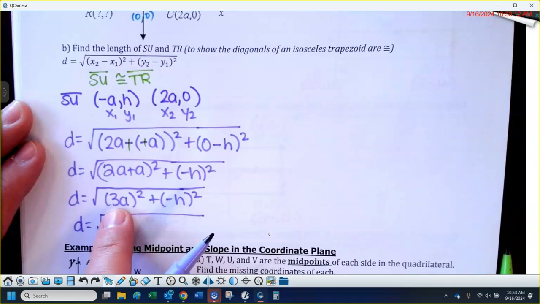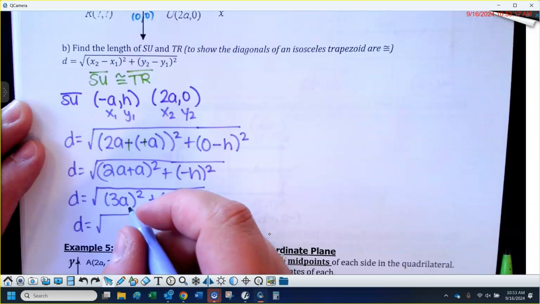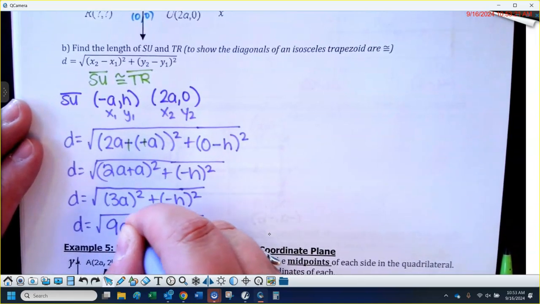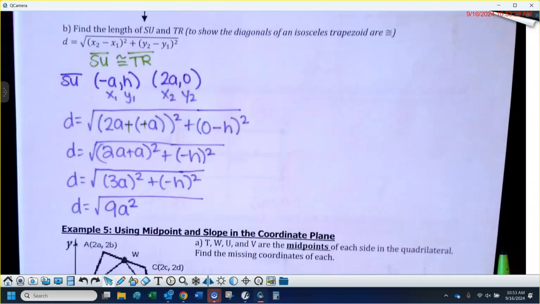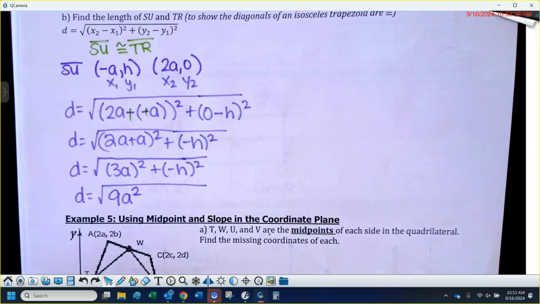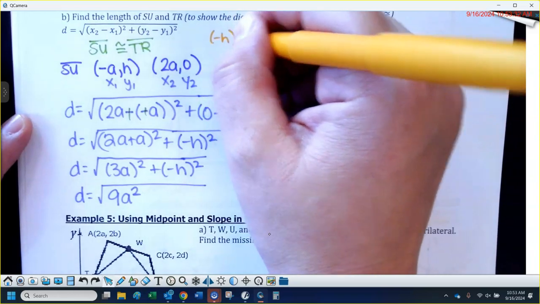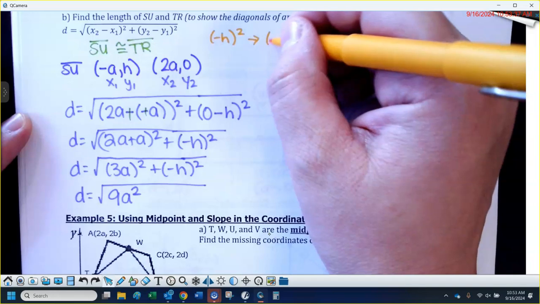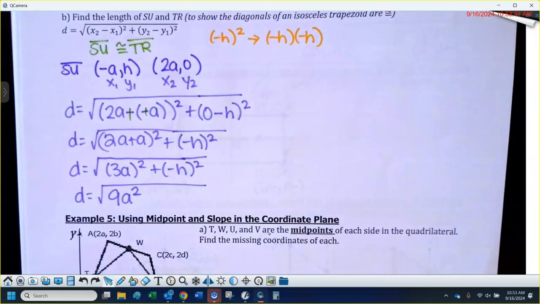Now, if you square 3a, the 3 gets squared. Do you guys know what 3 squared is? 9, all right, and then the a also gets squared. So it would look like 9a squared if I actually squared that. Let me go to the side really quick because I think this is actually a little bit weird, and I know you guys will get it in a second. But if I take negative h squared, you're going to see this in both of these diagonals. It's negative h times negative h. Does anybody know what that would become?